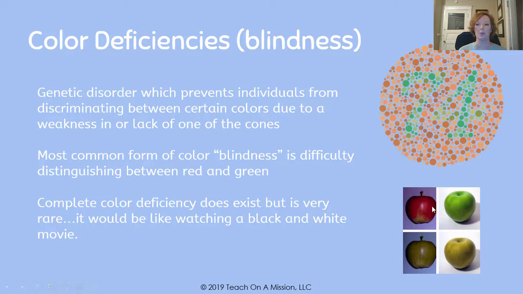And down at the bottom, you see what it would be like if you had a red or a green color deficiency. If you had a red color deficiency, this is the apple that you would see here, versus what is reality, what a person with normal sight would see. And then here is what a green deficiency might look like. So this is what the apple really looks like, and this is what someone who has a green deficiency would see.